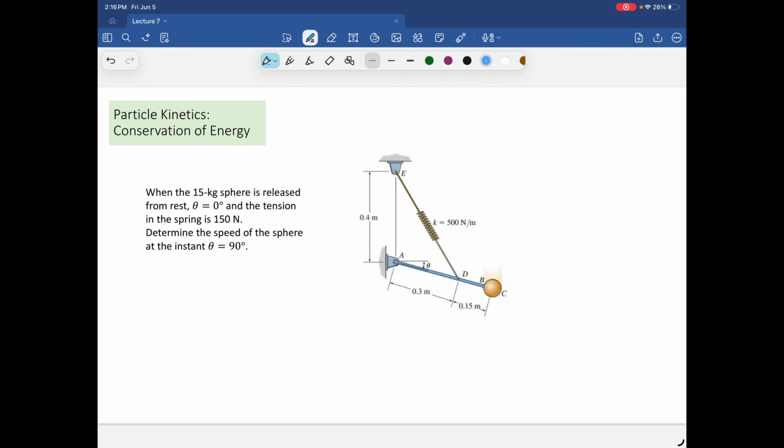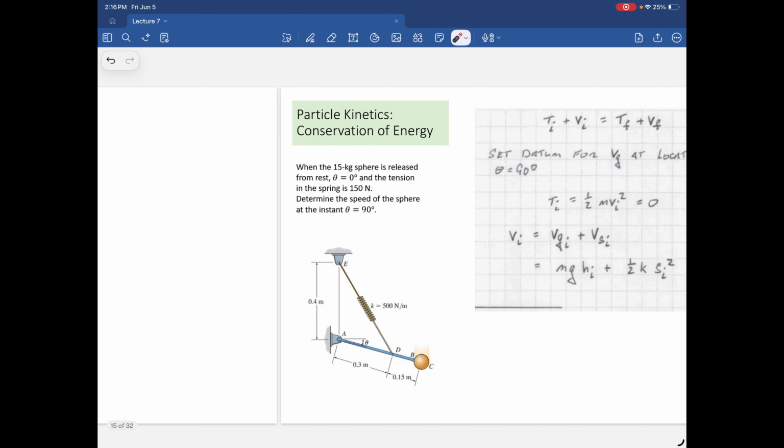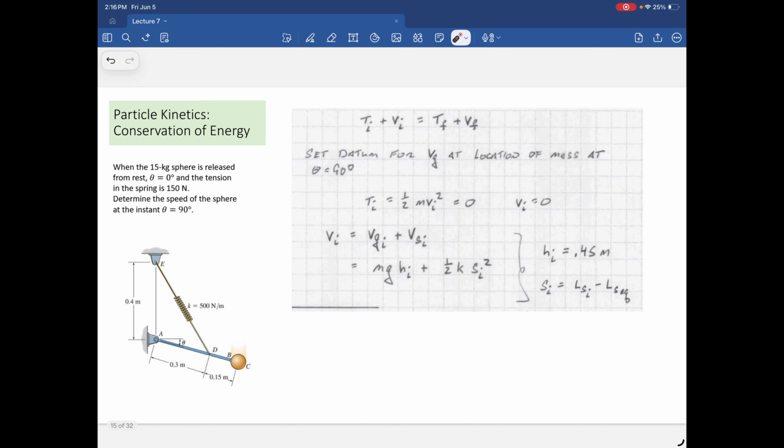All right, the next example problem is one that we've looked at. We looked at it last lecture, solving it using the work-kinetic energy theorem. But what we're going to do now is recognize that there are no external forces and no friction, so we can solve this using just conservation of mechanical energy. So we start out by equating the initial energy of the system with the final energy of the system.